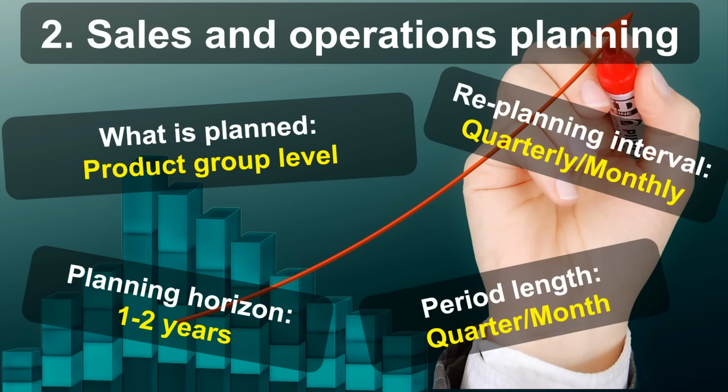Now, the second level, and now we're going down one level of detail. Here we plan on the product group level. If we make furniture, for instance, we can plan for the group tables or the group chairs or something like that. And the planning horizon we have here is 1 to 2 years ahead. We are not looking beyond 2 years, 24 months ahead often.